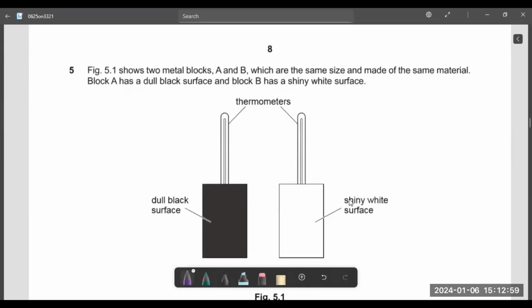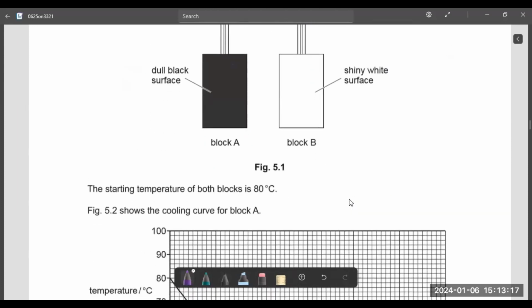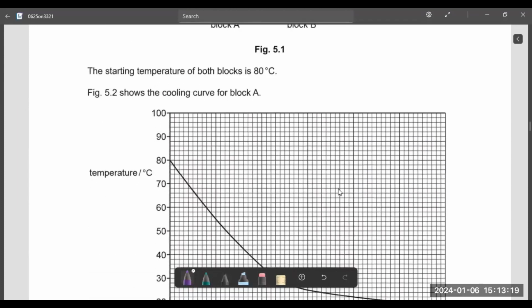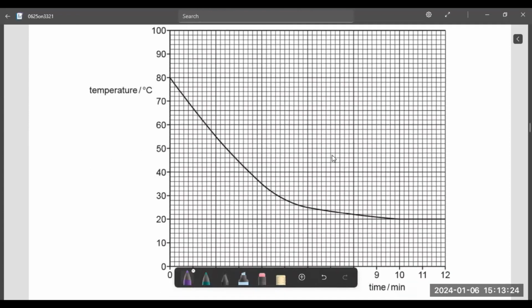Next, figure 5.1 shows two metal blocks. We can see here A and B, two metal blocks, which are the same size and made of the same material. Block A is black in color and B has a shiny white surface. We can see the temperature cooling curve of block A. So this is the cooling curve for block A.